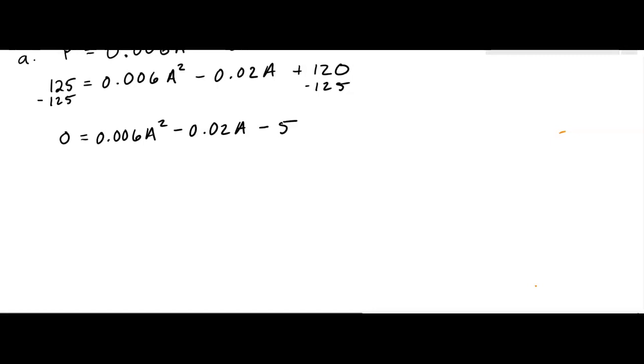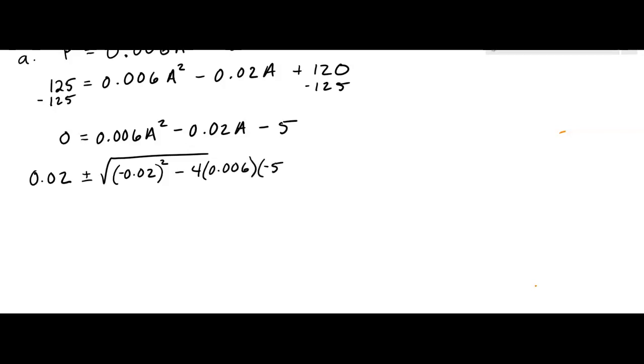Okay, so the opposite of b, which is going to be 0.02, it's going to be the opposite of a negative number, plus or minus the square root of, and then I'm going to have b squared, negative 0.02 squared, minus 4 times a, which is 0.006, times c, which is minus 5, all over 2 times 0.006, because that's a.